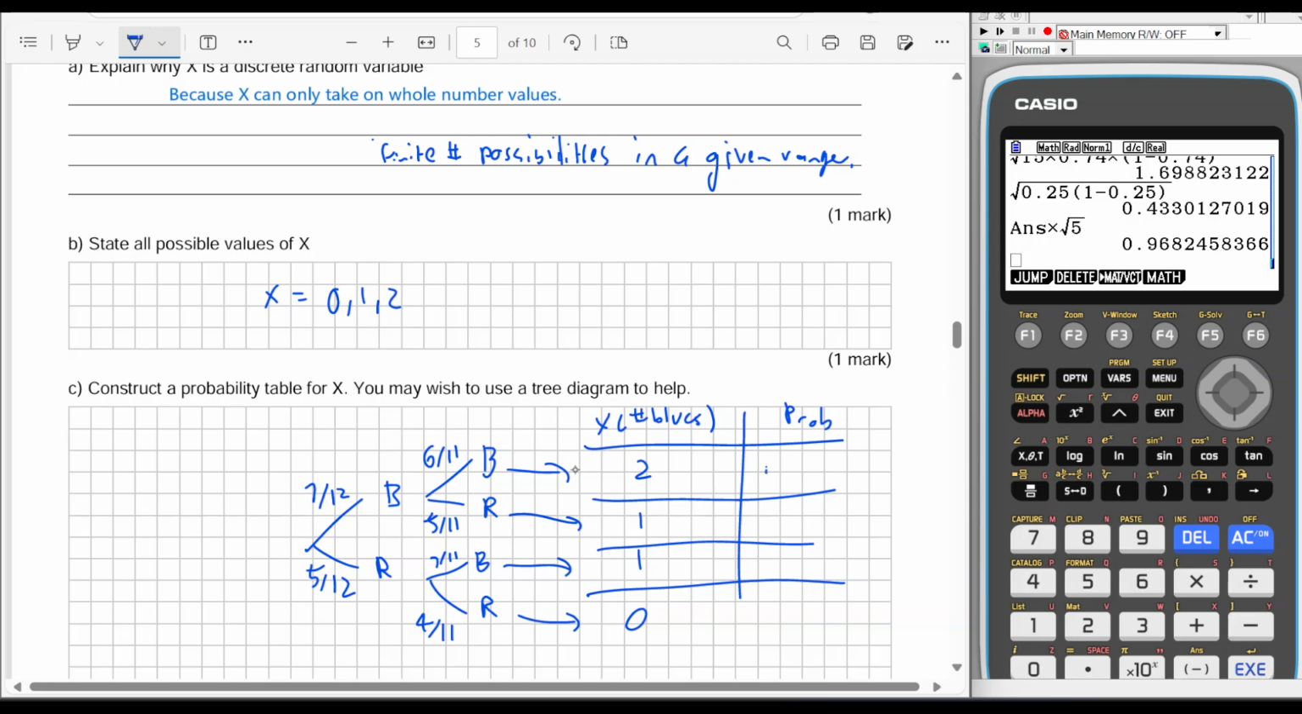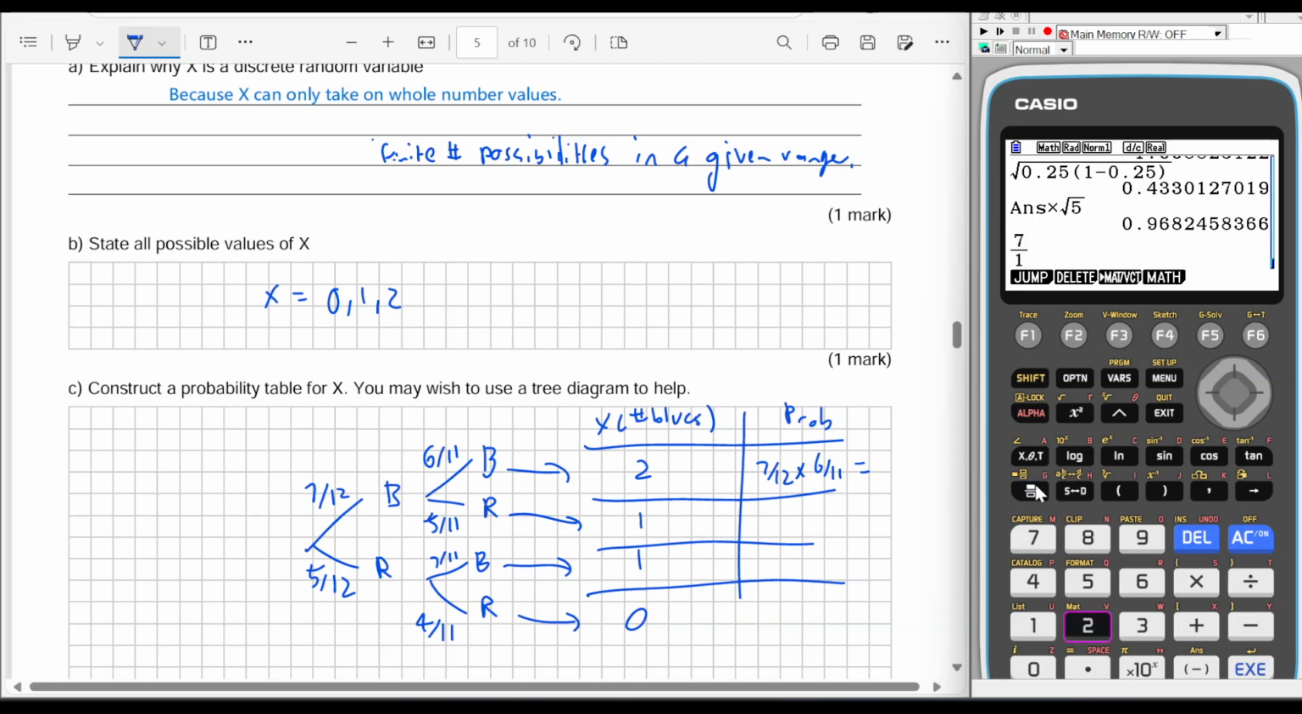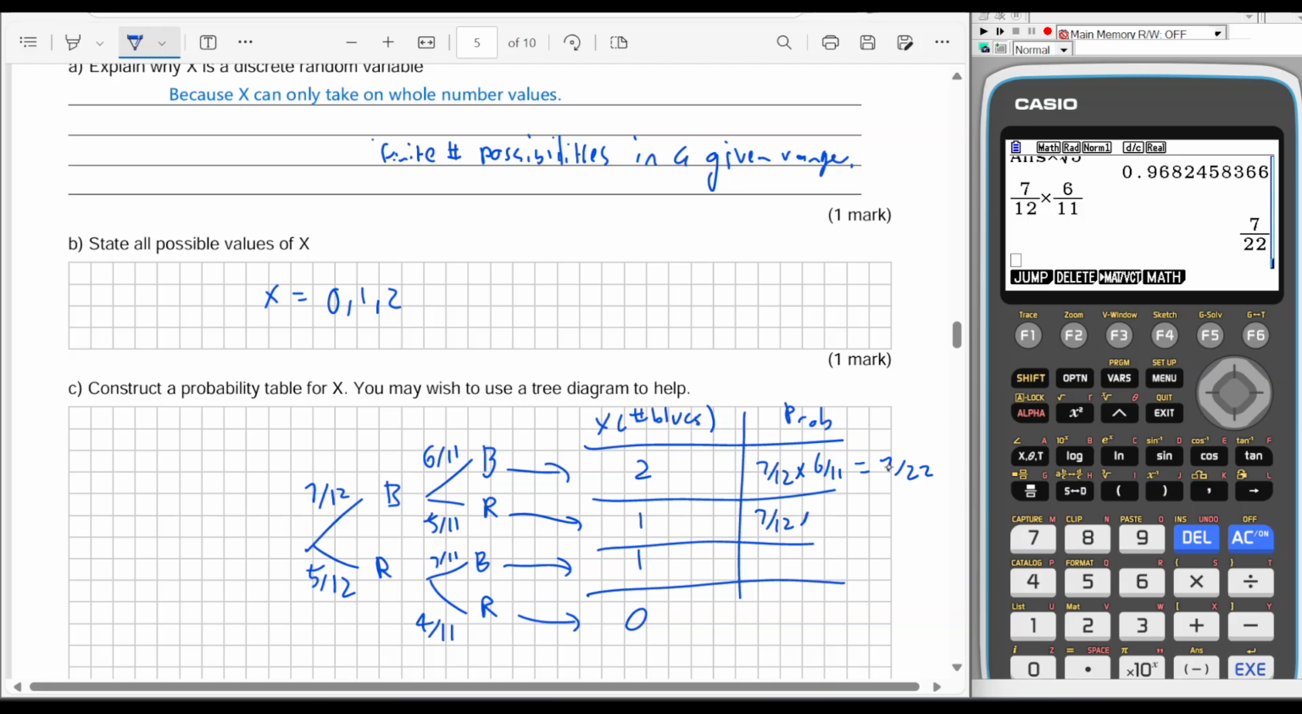Now the probability here is 7/12 times 6/11, and we can work that out. So if we do that, just on a calculator, we're going to get 7 out of 22. Similarly here, 7/12 times 5 out of 11. So we can just go and modify this. Okay, 35 out of 132.